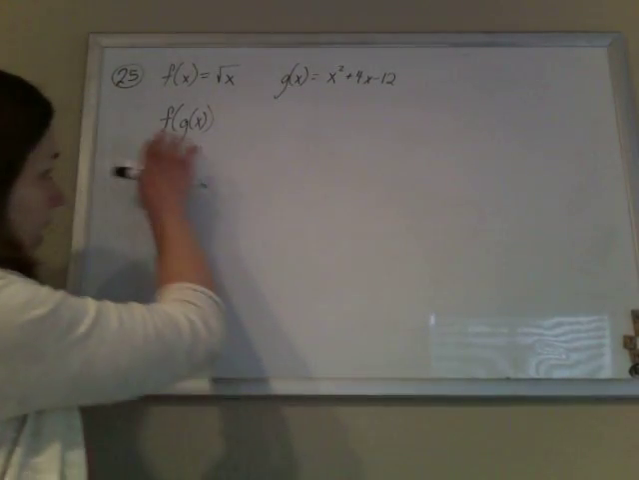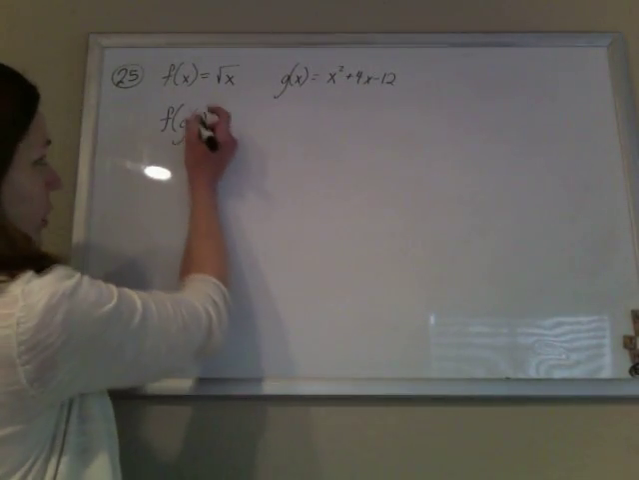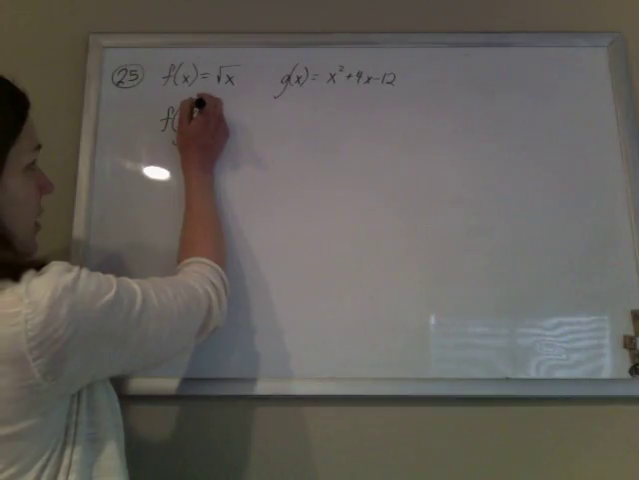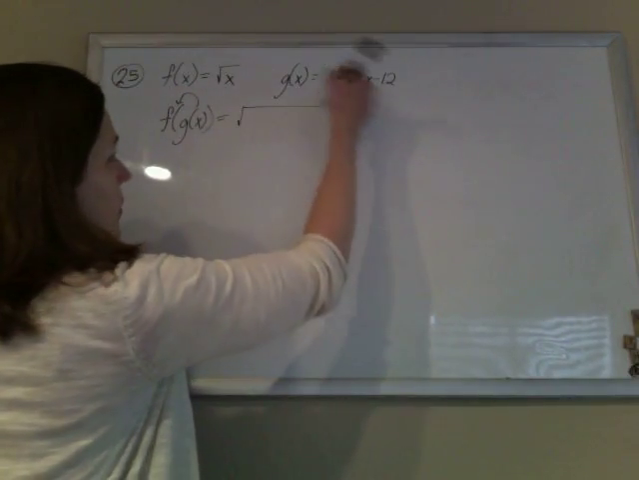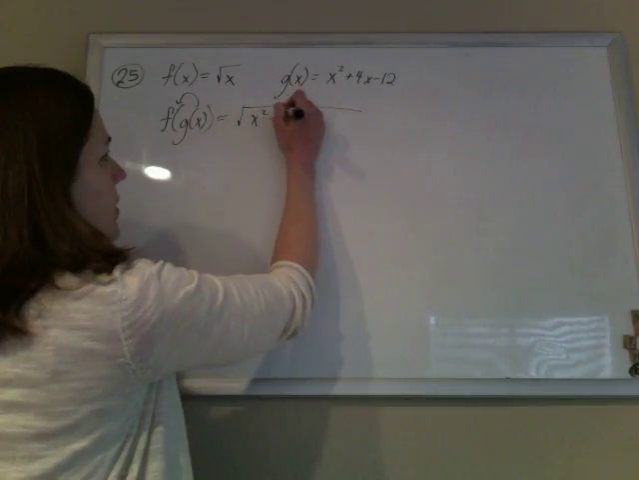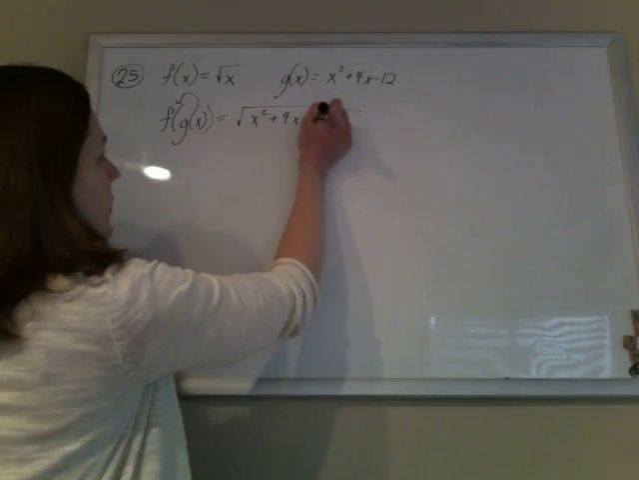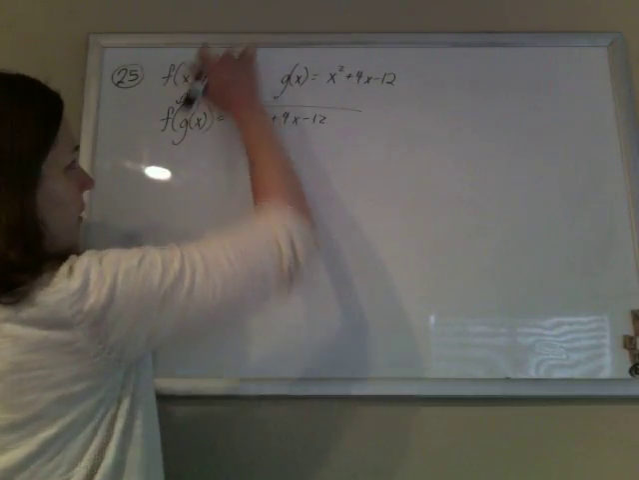Okay, so we need to find f of g of x first. So we're going to plug g of x into f of x. So we'll have the square root of x squared plus 4x minus 12. So plugging g of x into f of x.